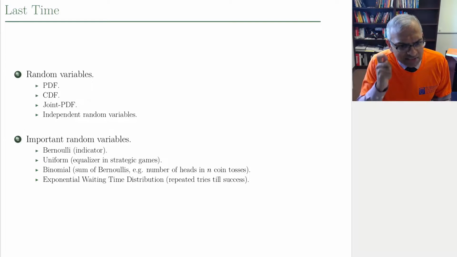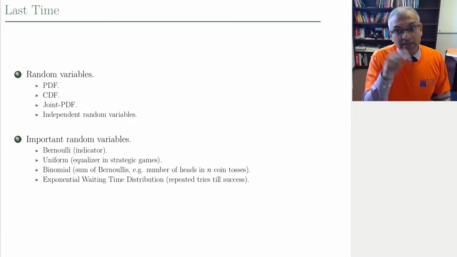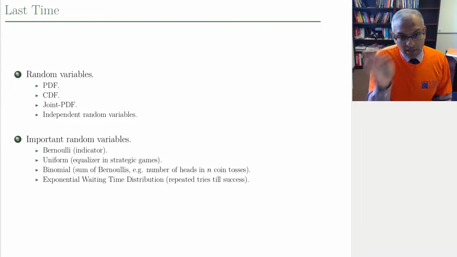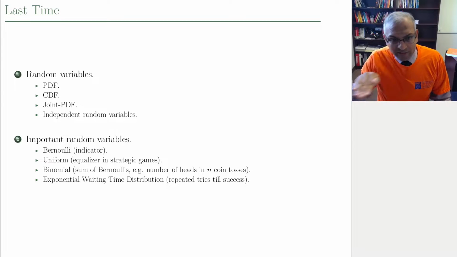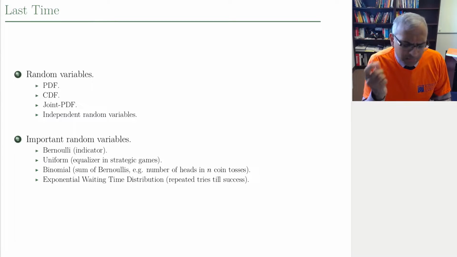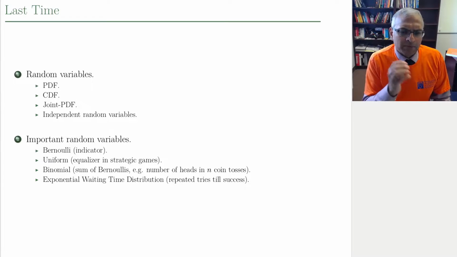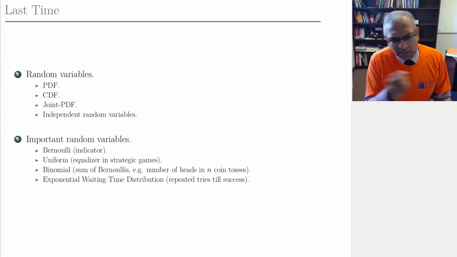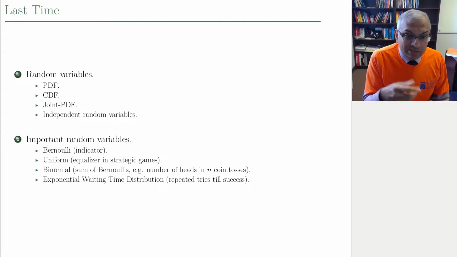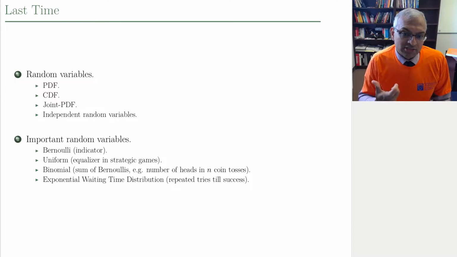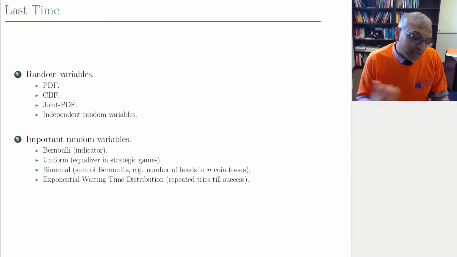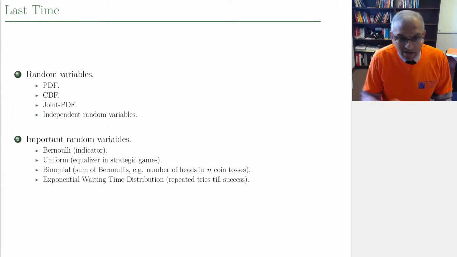And last time we discussed some important random variables: the Bernoulli indicator, the 0 or 1 random variable, and the uniform, where all the possible values are equally likely. Now, in practice, most experiments don't produce uniform outcomes, values which are equally probable. But the uniform random variable is extremely powerful in computer science as a way to get algorithms to work by injecting this uniform random variable, in some sense, to break ties, to break conflicts.